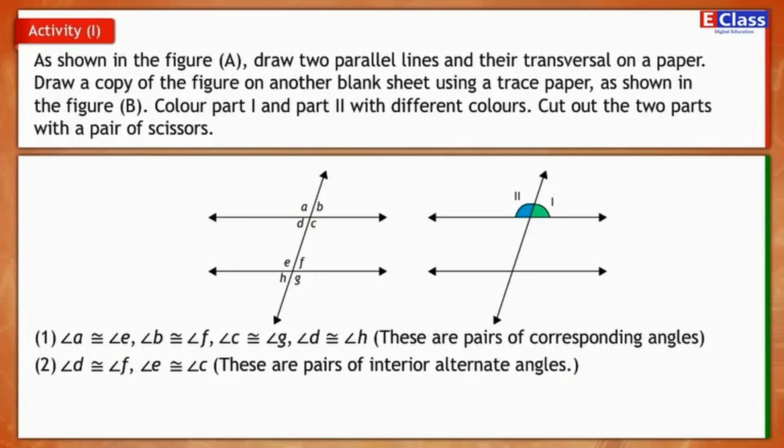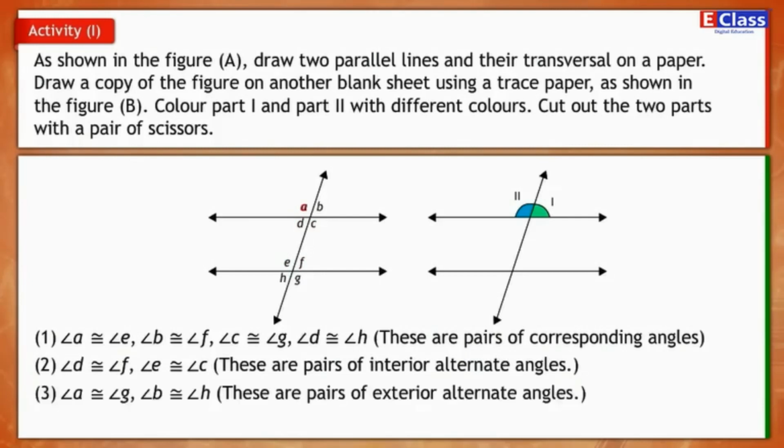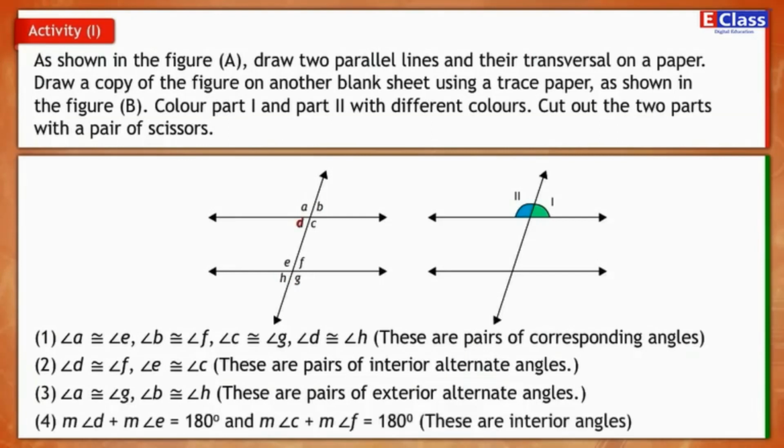3. Angle A is congruent to angle G. Angle B is congruent to angle H. These are pairs of exterior alternate angles. 4. Measure of angle D plus measure of angle E is equal to 180 degrees, and measure of angle C plus measure of angle F is equal to 180 degrees. These are interior angles.